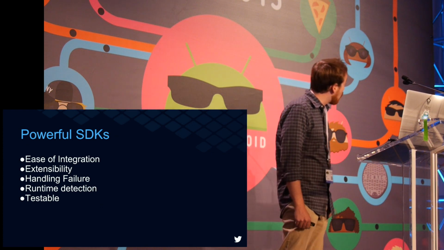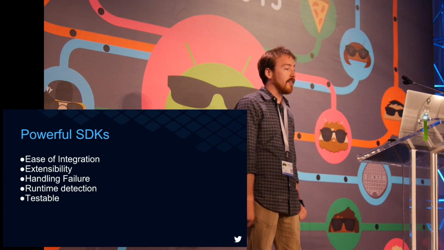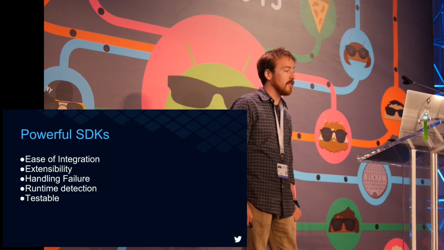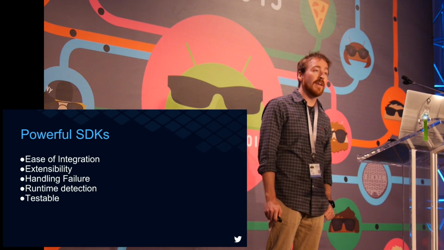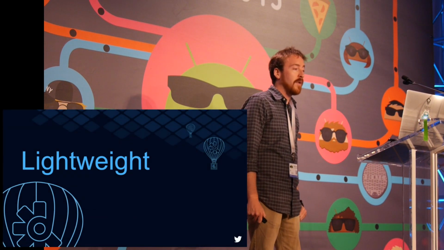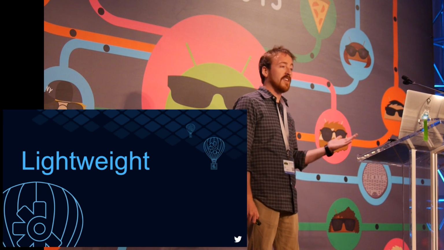We've talked to you about some of the importance of ease of integrating an SDK into your existing app, extensibility, handling failure gracefully, runtime detection, and making your SDKs more testable. So let's move into the next important quality that we like to think about, and that's making things lightweight. Again, these lessons learned cover more than just SDKs and libraries. They're also applicable to apps as well.